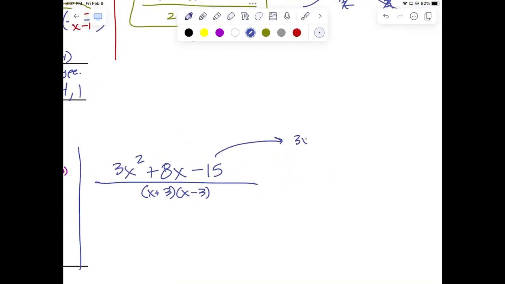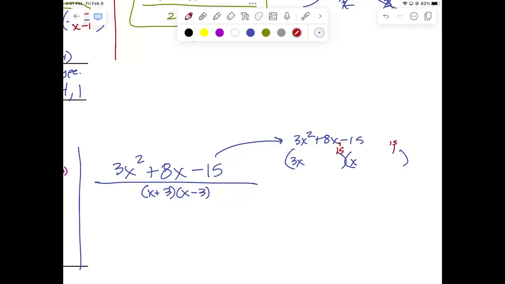Let's see. 3x squared plus 8x minus 15. Let's see if it factors. If it does factor, fingers crossed, maybe one of them is x plus 3 or x minus 3, and we can divide it out. All right. 3 is prime, so it's got to be a 3x and an x. Now, 15 is not prime, so it's either going to be a 15 and a 1 or a 1 and a 15. Let's do the 1 and the 15 first.